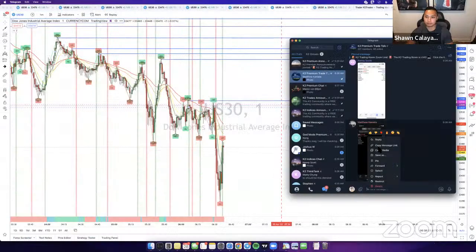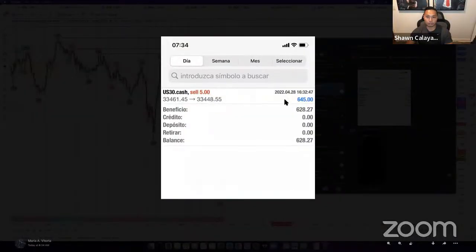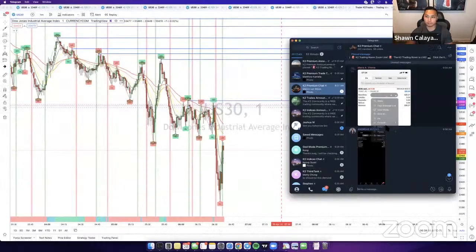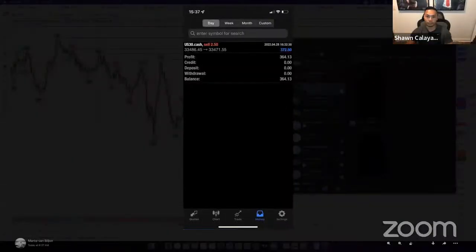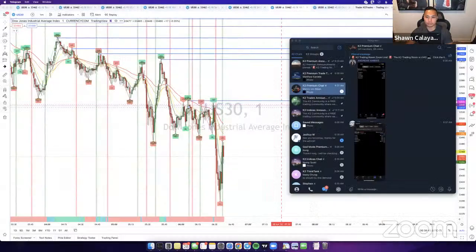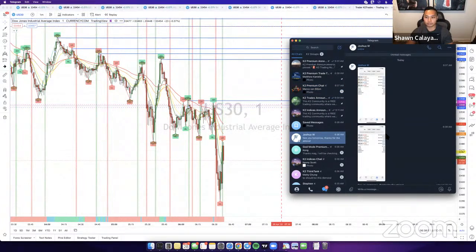Matthew over here, same thing. He moved to stop loss and profit, locked in a total of 396. Nice work, Matthew. Maria over here, same thing. She took partial profit, locked in a total of 645. Andrea 617. Marco over here locked in a total of 372. Nice work, Marco. Josh over here, smart move. Josh over here also followed my advice.